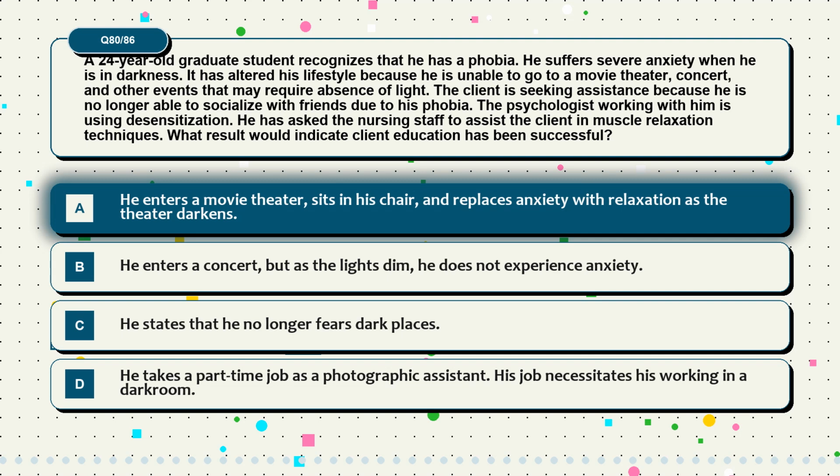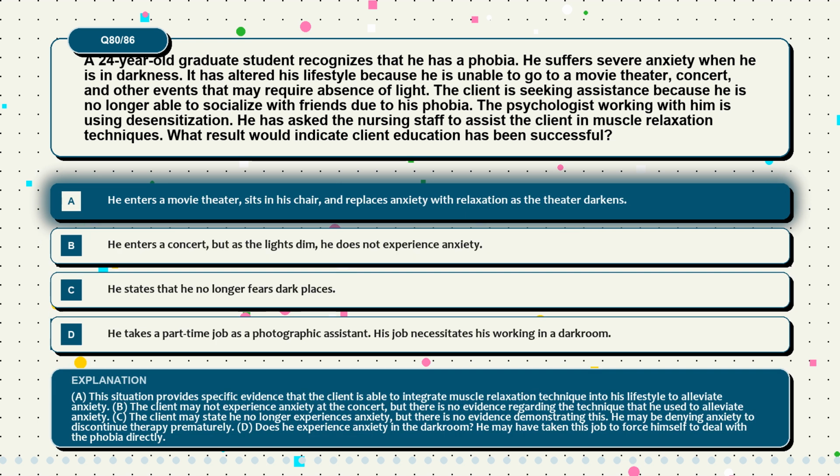The correct answer is option A. He enters a movie theater, sits in his chair, and replaces anxiety with relaxation as the theater darkens. This situation provides specific evidence that the client is able to integrate muscle relaxation technique into his lifestyle to alleviate anxiety. B. The client may not experience anxiety at the concert, but there is no evidence regarding the technique that he used to alleviate anxiety.